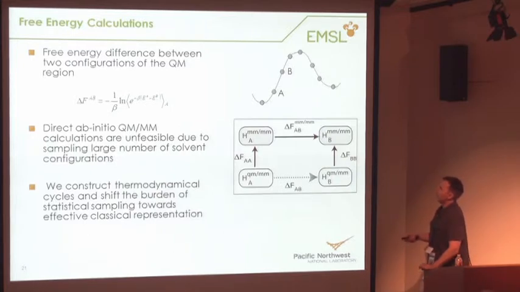Once you have a reaction profile, you want to know what the energies are during the reaction. It's actually a very difficult problem to do quantum mechanically because you need to do a lot of sampling to get the free energy differences. So the algorithm we use is based on thermodynamical cycles, where we use an effective classical representation and go around using thermodynamical cycles. Basically, we shift the statistical sampling from a higher level of theory to a lower level of theory, and then correct it.